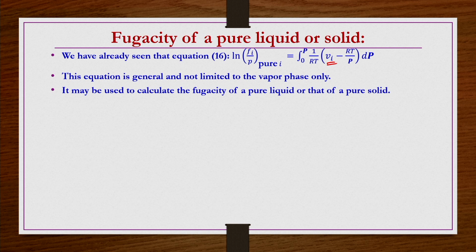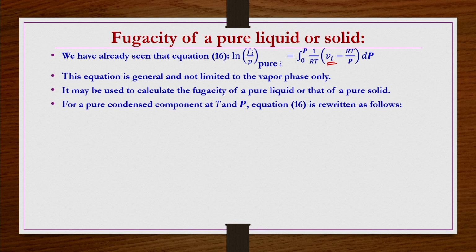So, it may be used to calculate the fugacity of a pure liquid or that of a pure solid as well. So, for a pure condensed component at temperature T and pressure P, equation 16 is written as follows. Actually, the pressure range 0 to P, we are breaking into two limits: 0 to saturation pressure and then saturation pressure to some pressure P. The range 0 to saturation pressure we can have as a vapor phase, and then saturation pressure to some pressure of interest beyond the saturation pressure is valid for the condensed phase. And at the saturation pressure, the vapor phase and the condensed phase are at equilibrium, right, that we know.